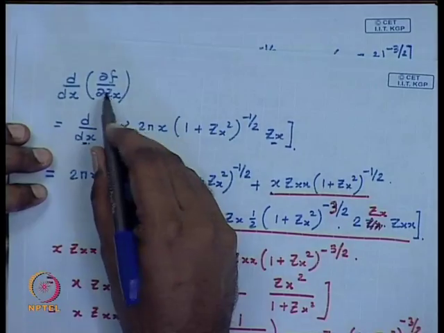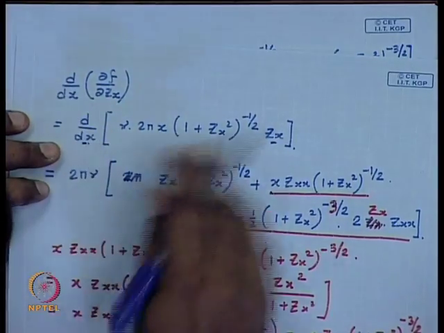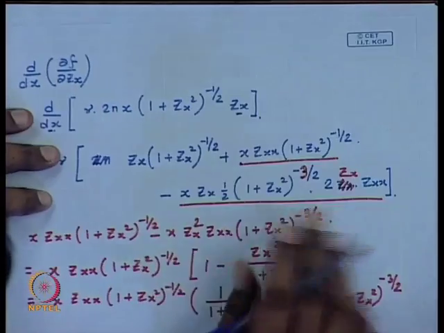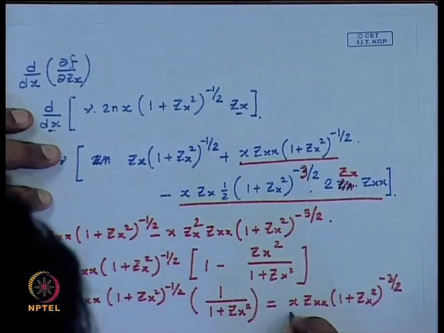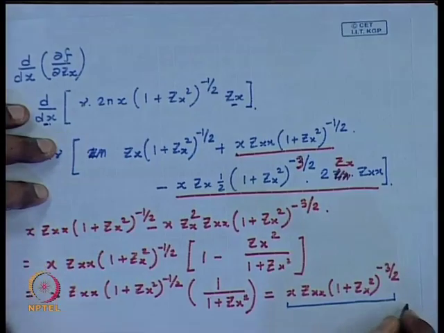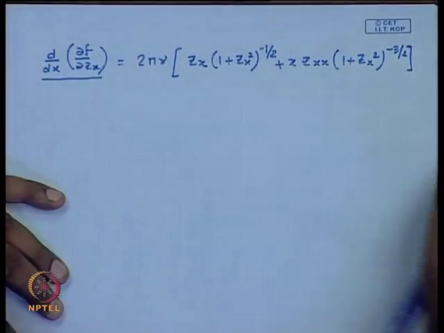We get an expression for del f del z x, which turns out to be this. We have now taken the del x of this particular term, we have expanded term by term. If you combine the second and the third term, you can simplify the combination of those two terms in terms of this particular term. So, your final form of this particular term is this.